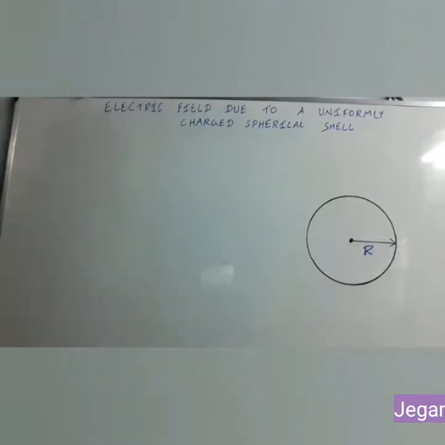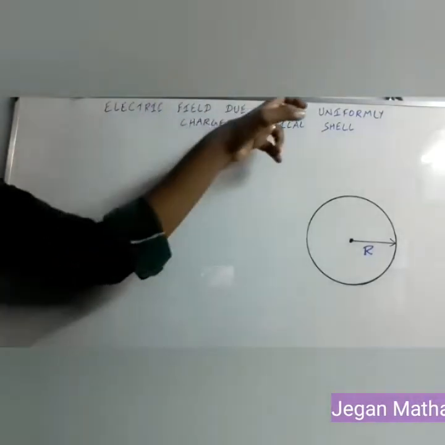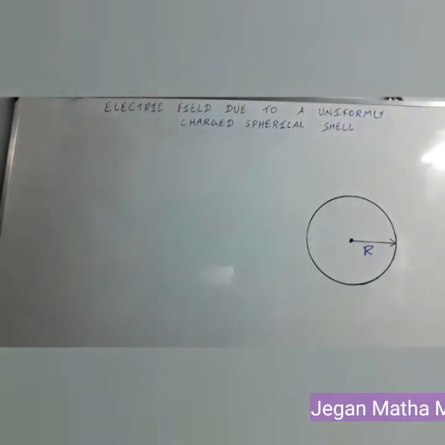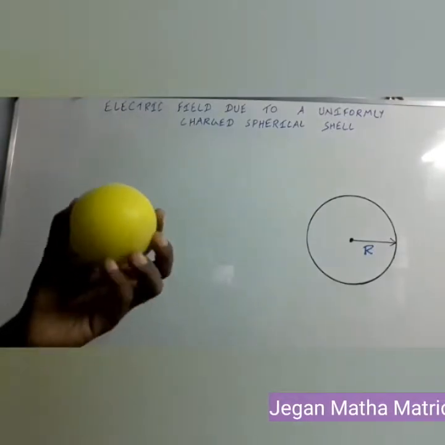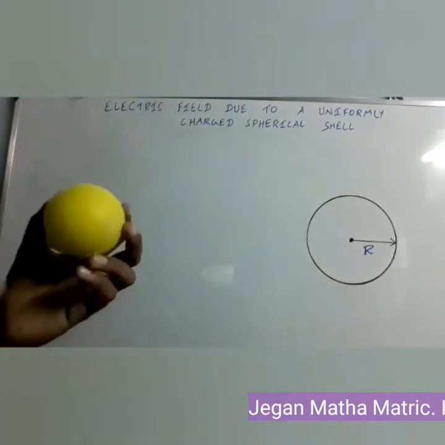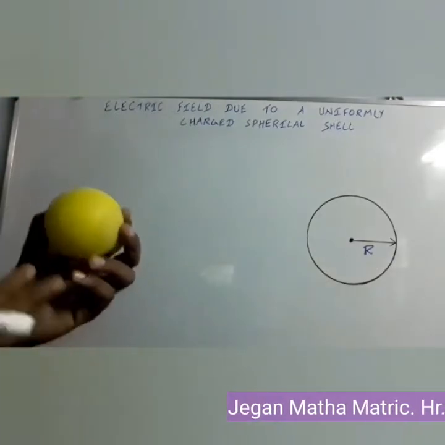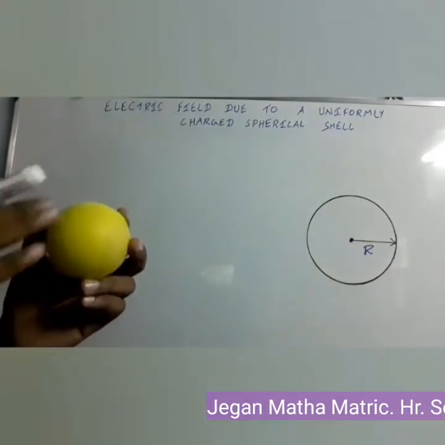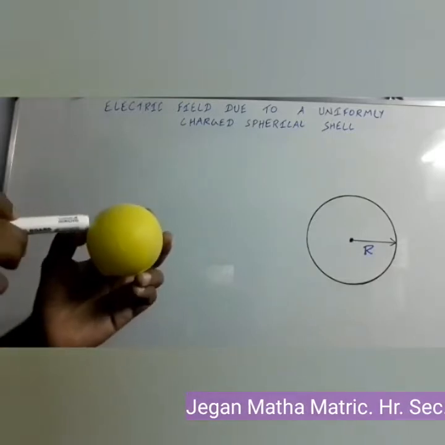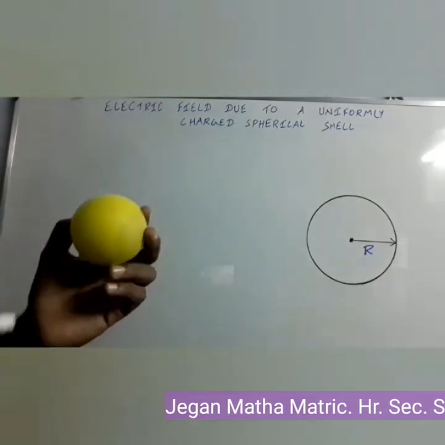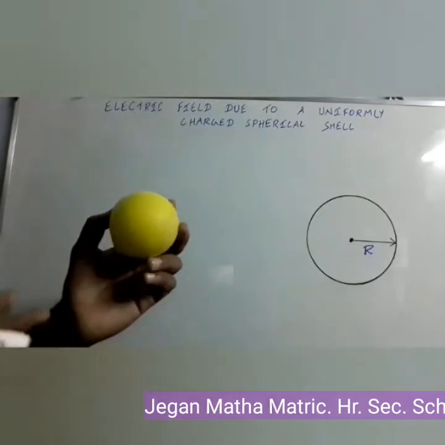Hello everyone. Today we are going to discuss the last application of Gauss law: the electric field due to a uniformly charged spherical shell. Consider a sphere with the radius capital R and the amount of charge in the sphere is capital Q. The charge is uniformly distributed on the surface of the sphere. Let us take it as a positively charged sphere.